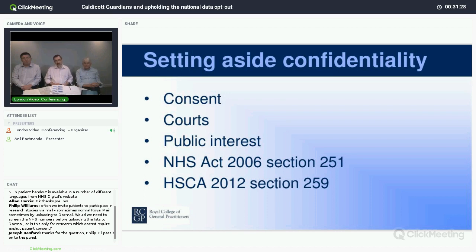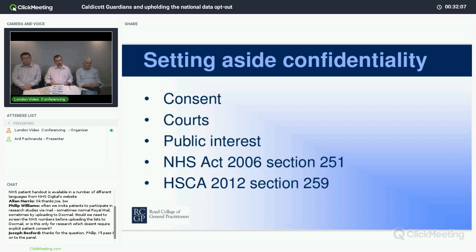An application goes to an independent advisory group, the Confidentiality Advisory Group, and they make a recommendation in the case of research to the Health Research Authority, and in the case of planning to the Secretary of State as to whether that use of data should be approved. If they make such a recommendation, and if that use is then approved, the practice is permitted to release data without seeking the consent of the individual, but is not mandated so to do.